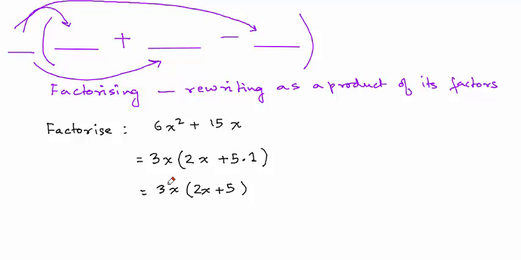So that when you distribute the 3x on this and on this, 3x times 2x is 6x squared, 3x times 5 is 15x. So you need to get back the original expression. If you do, you got the right factors. If you do not, time for you to check your work. Let's look at another example.